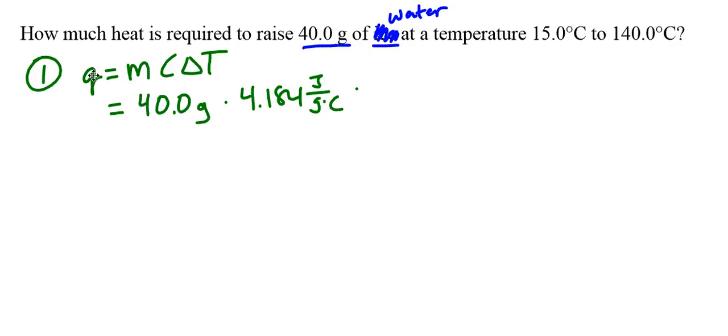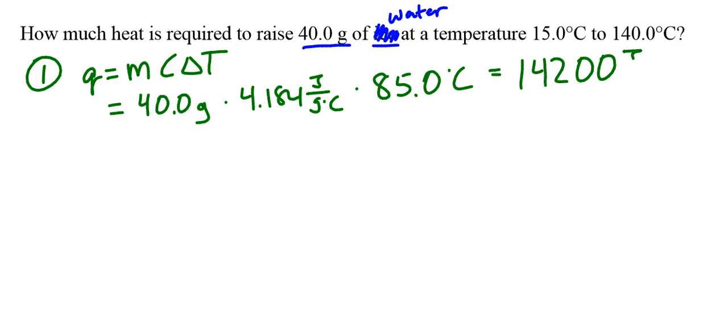So 100, which is where boiling is, minus 15 is 85.0 degrees Celsius. So when I calculate that out, 40.0 times 4.184 times 85.0, I'm going to end up with a 3 sig fig answer of 14,200 joules. Okay? So that's nice and handy dandy.